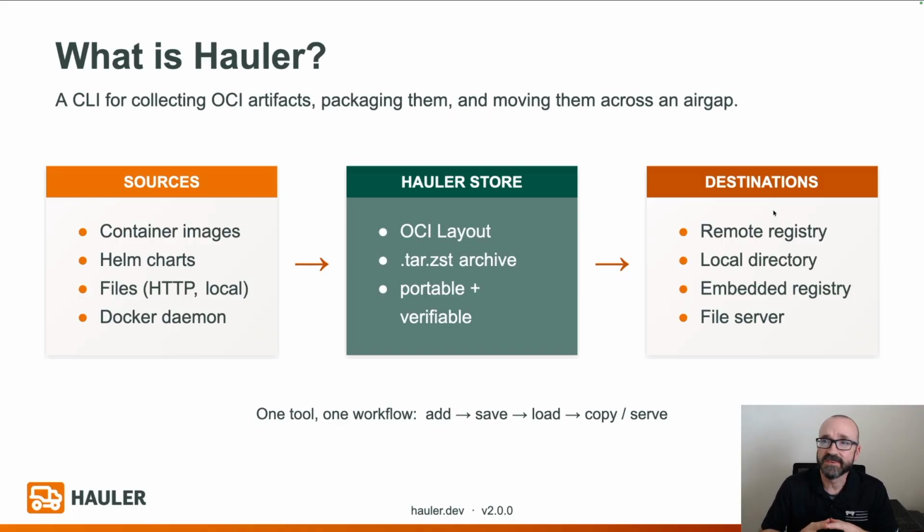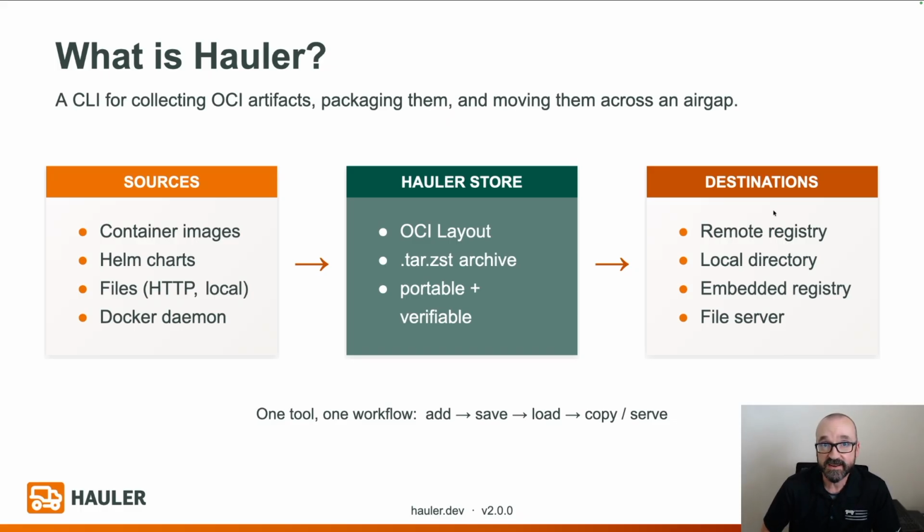Holler is effectively a CLI tool that we use to collect OCI artifacts, whether it be container images, Helm charts, files, ISOs, text files, whatever, and store them into a localized OCI layout. That's really all a Holler store is, a glorified OCI layout. From there, I'm able to save that layout as an archive that someone can pick up and move into their air gap, however it is that they do so.